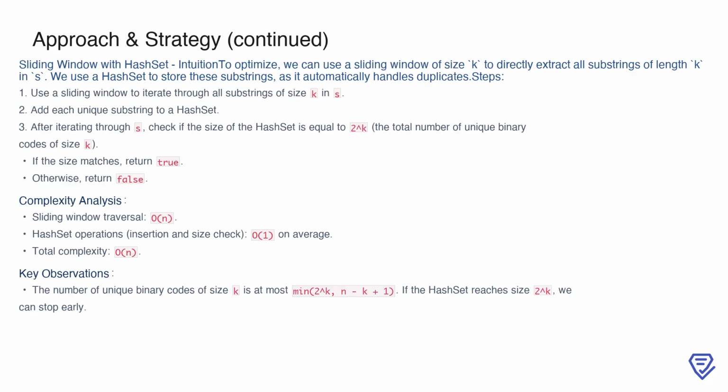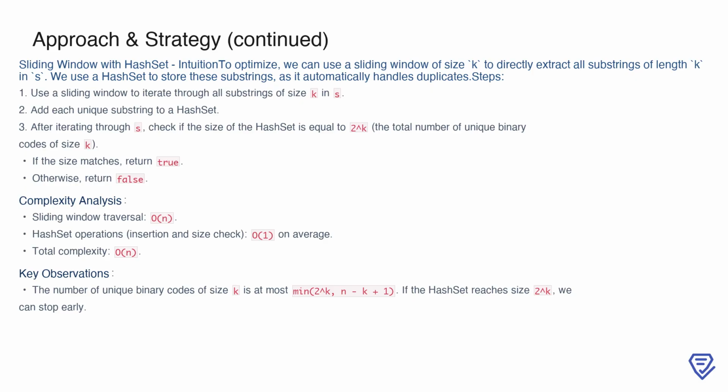To address the inefficiencies of the brute force method, we can adopt a more optimized approach using a sliding window combined with a hash set. The intuition here is that instead of generating all possible binary codes explicitly, we extract all substrings of length k directly from s using a sliding window. As we slide through the string, we add each unique substring to a hash set, which handles duplicates automatically. Once we've processed the entire string, we simply check if the size of the hash set matches 2 to the power of k, the total number of unique binary codes of size k. If it does, we know s contains all the binary codes, so we return true.